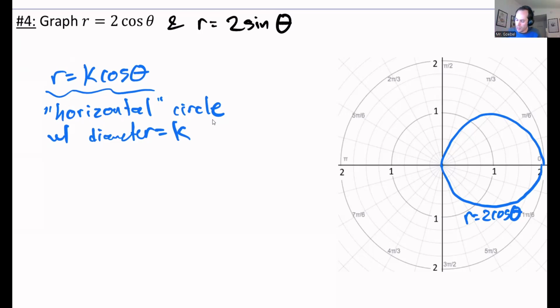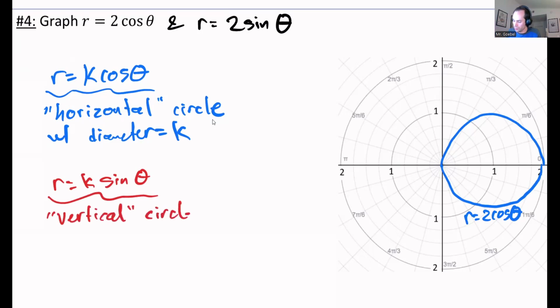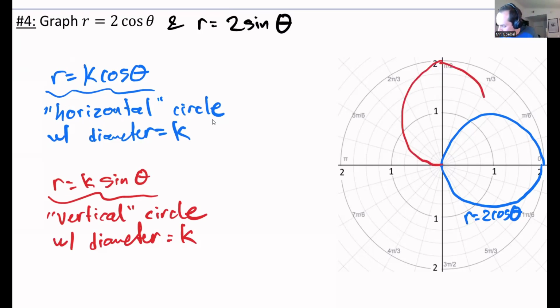That means the other one, R equals K sine theta, I'm going to call a vertical circle with diameter equal to K. So here we go. Let's see. This one is going to go up to the top. Doing my best to make them look like circles and not ovals. They should be circles, so do your best to make it look like a circle. That's r equals 2 sine theta.